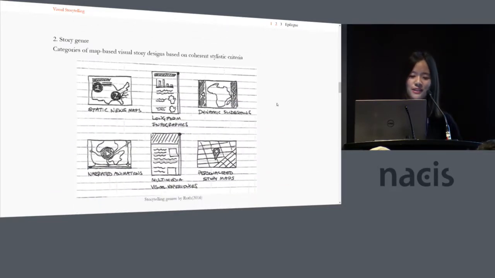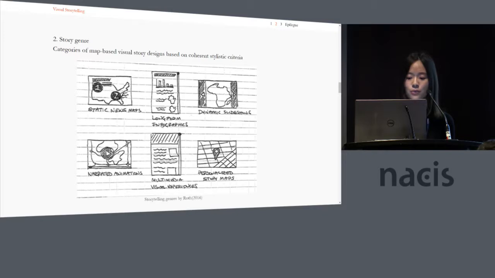So second, the story genre. The story genre is the category of map-based visual stories. In current research, there are 6 types of story genres in total. For example, the first one, the static news map, is really conventional. There is a story title and maps and some annotations to explain the story. And this classification differentiates each genre basically by the variation in their linear narrative structure.